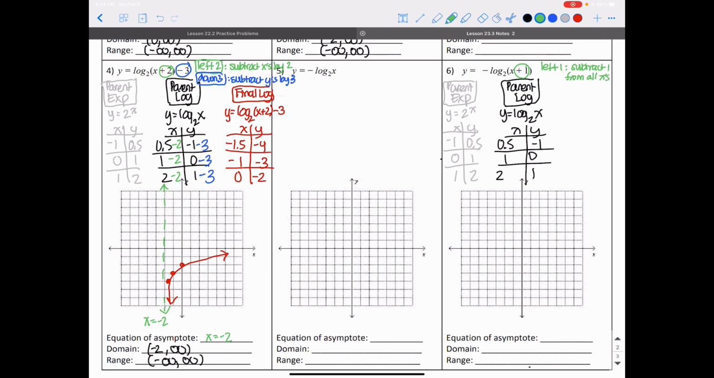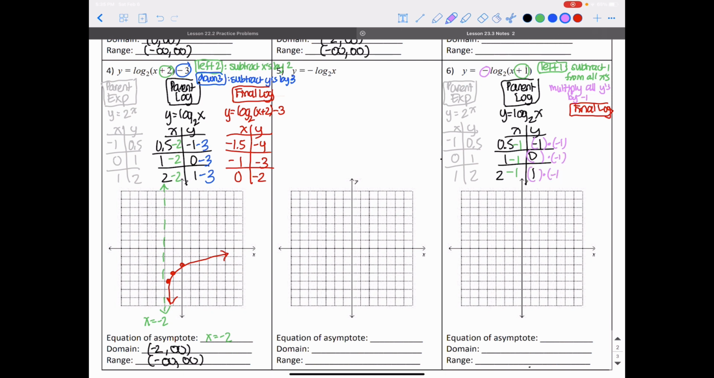And I also have this negative in front, and the negative in front tells me I'm multiplying all y values by -1. And when I apply these, I'm going to have my final log. My final log is going to be for this equation here. And I'm going to do -1 to all my x's, and multiply all of my y values by -1.